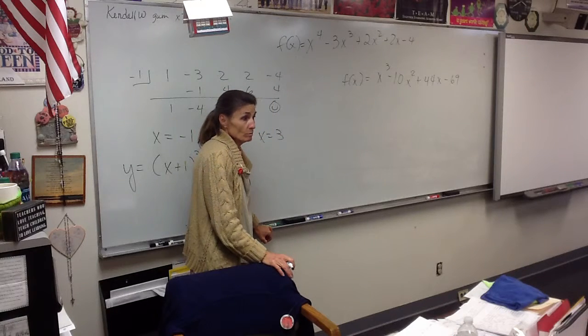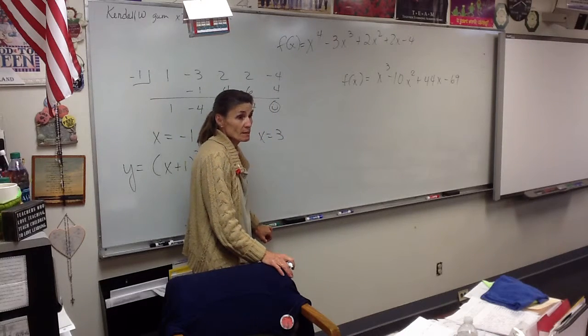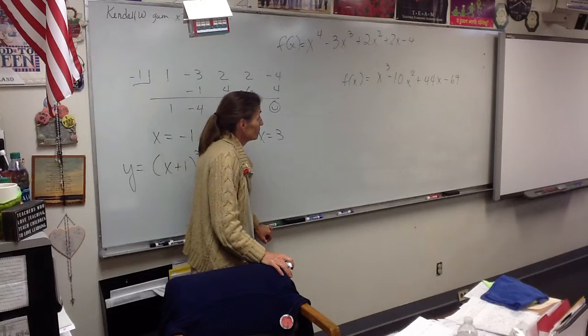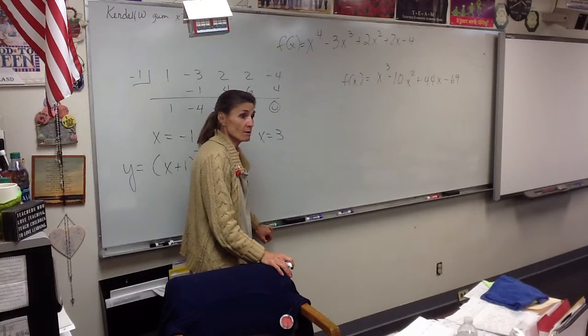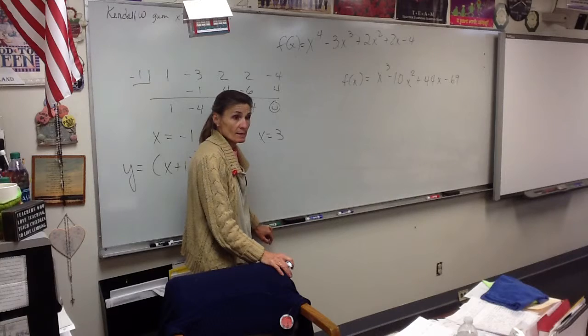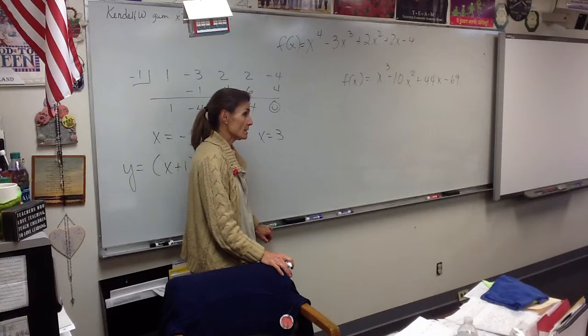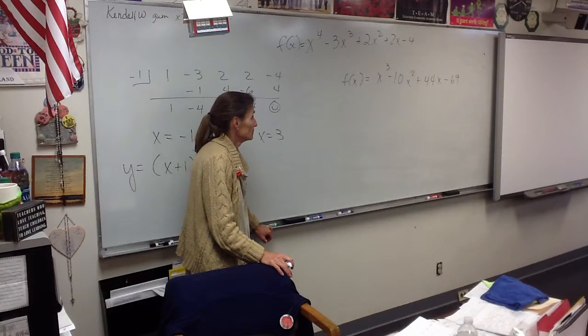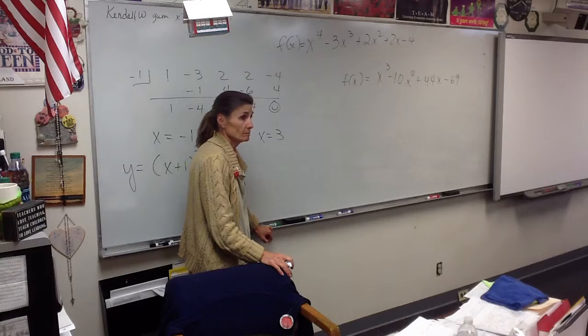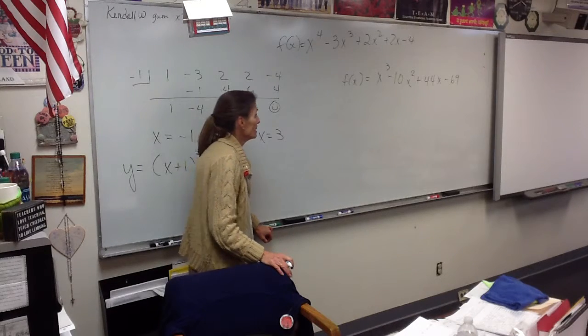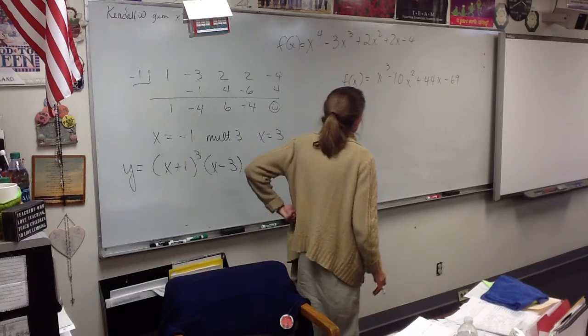So what are my possibilities? Factors of 69. There aren't a whole lot of those. Plus or minus 1, 3, 23, and 69. That's it. There aren't very many. So anybody see one that works?